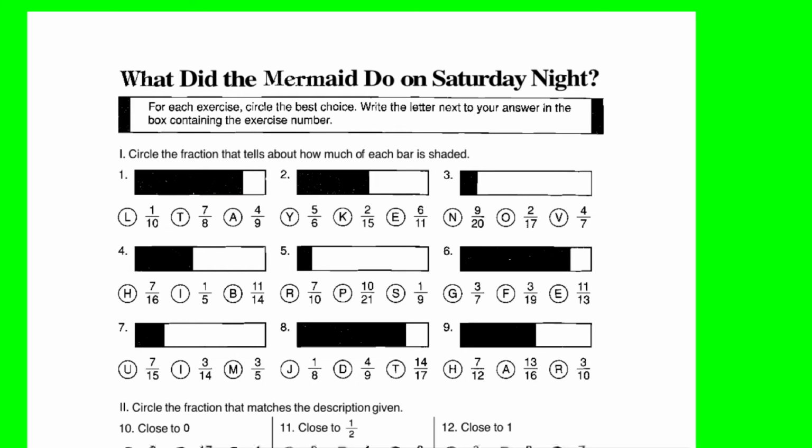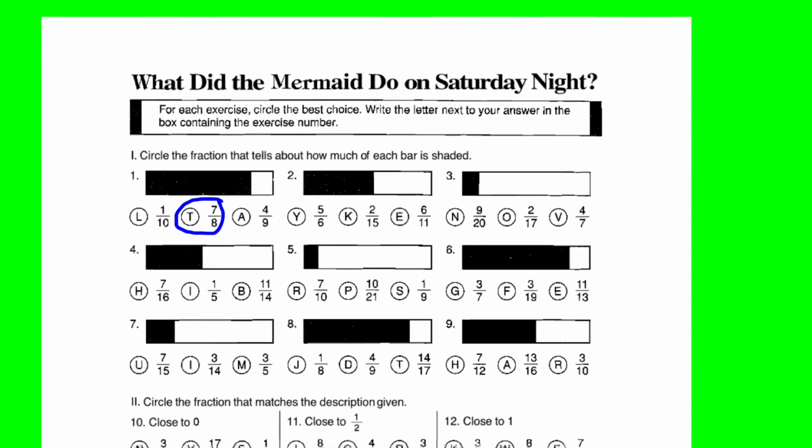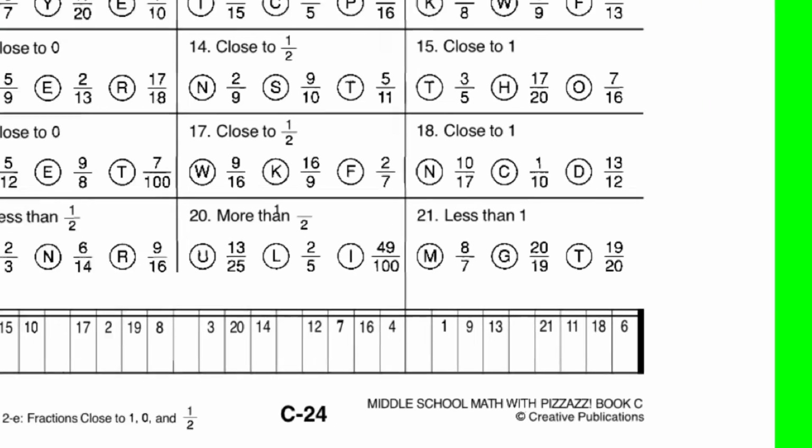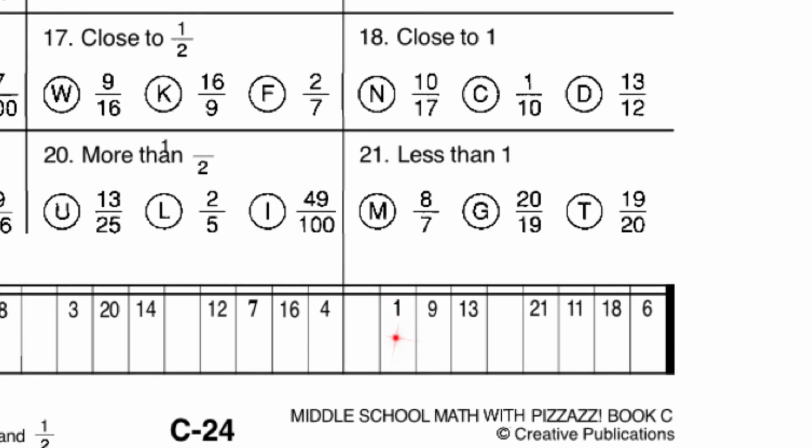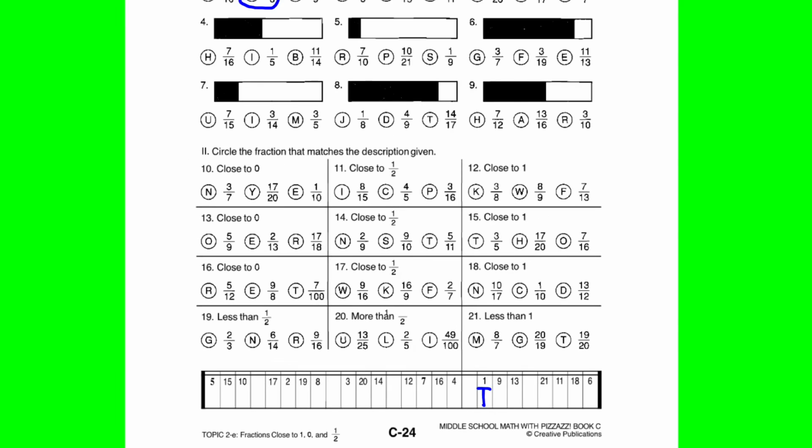So we need to find the fraction that's closest to 1 whole. And I would say for sure that would be letter T. 1 over 10 is really close to 0, and 4 over 9 is really close to halfway. So then if we wanted to do the puzzle, we find number 1 down at the bottom of the page, and we'd put a letter T there.